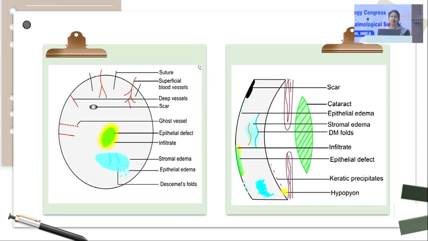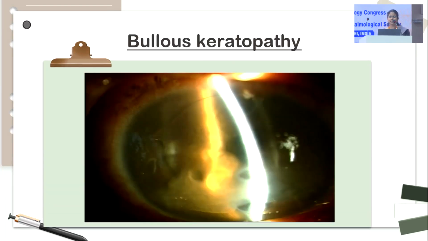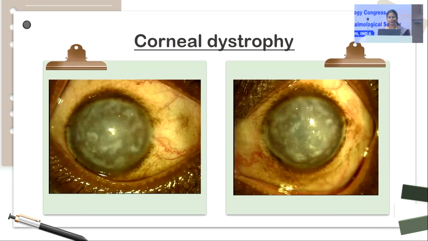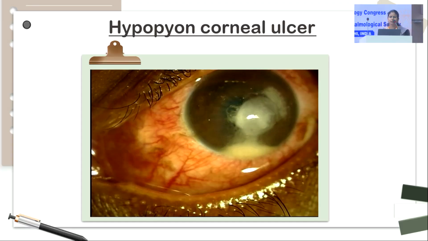If it is an ulcer, the ulcer is depicted in green, infiltrate and hypopyon in yellow. Edema is in blue, cataract also is in green. So these will be the cases kept, bullous keratopathy. And if it is bilateral corneal opacity, you're dealing with a dystrophy, and you will be asked about the genetic predisposition and the differentiation between dystrophy and degeneration.